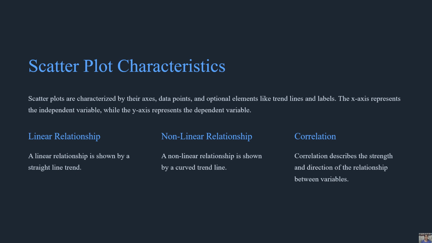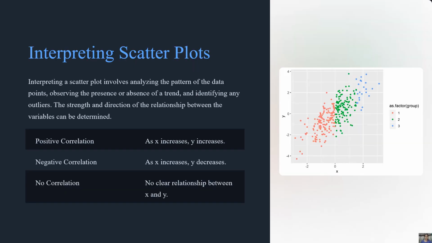The x-axis represents the independent variable while the y-axis represents the dependent variable. Linear relationship. A linear relationship is shown by a straight line trend. Nonlinear relationship. A nonlinear relationship is shown by a curved trend line. Correlation. Correlation describes the strength and direction of the relationship between variables.